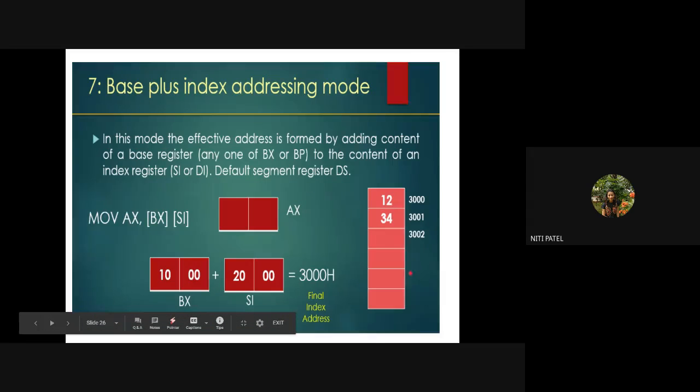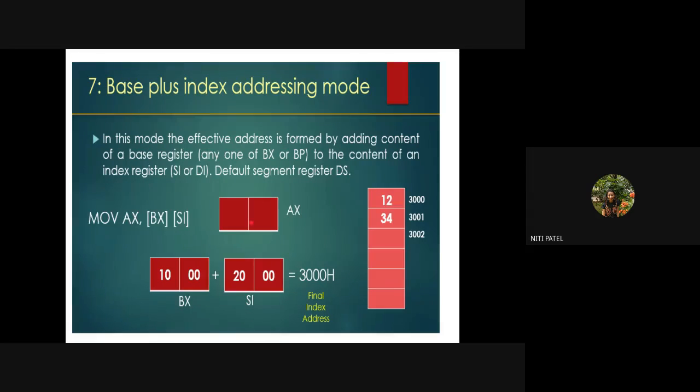So what will be written in AX? 1 and 2 will be written. Now if I have a memory location 4000 where my data 13 is stored, how will I write an instruction? Move AX comma BX SI. But what will be there in BX? The address of BX will be 2000. Address of SI will also be 2000. So when I add 2000 plus 2000, I get 4000. So I will go to the location 4000, take that data 13 and copy that 13 into AX. Is this now understood? Yes, ma'am.